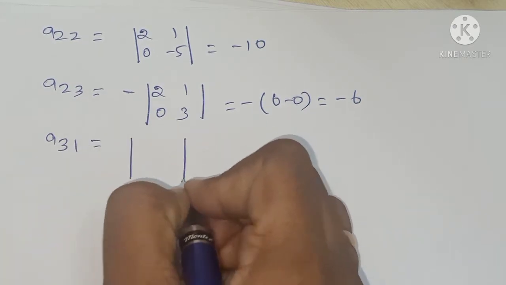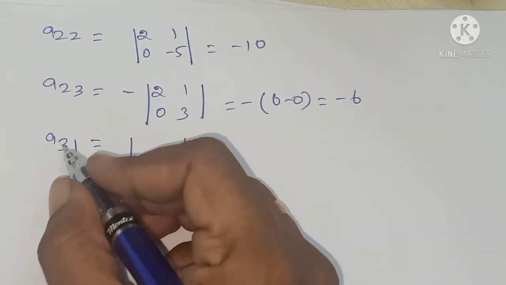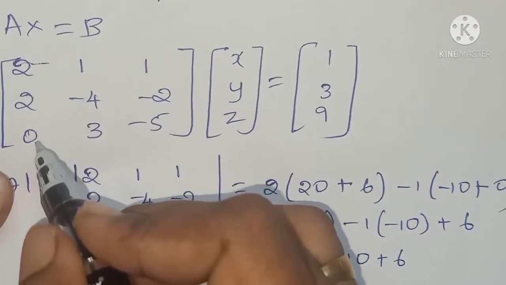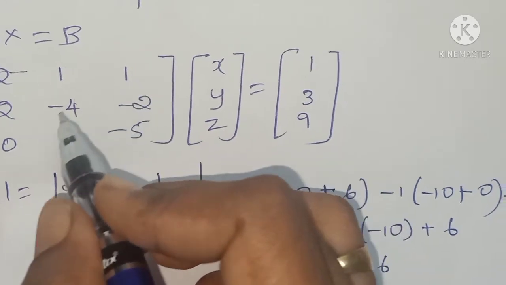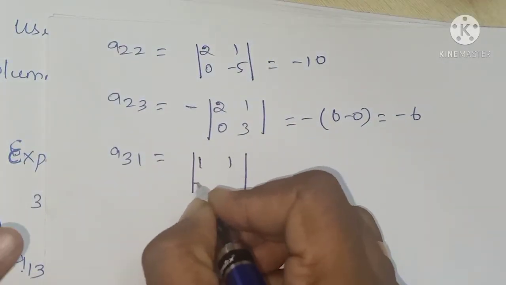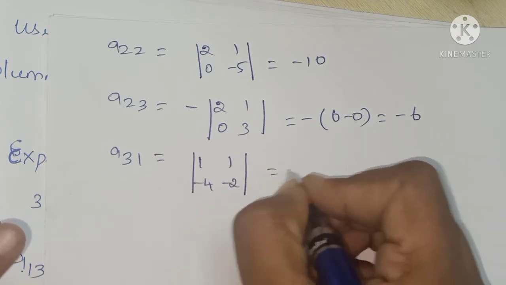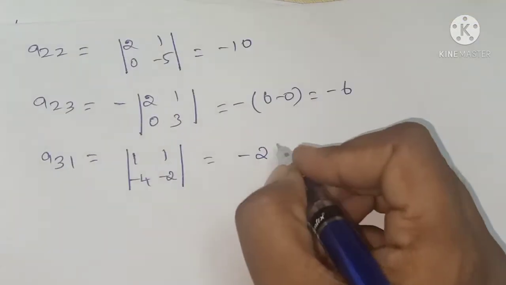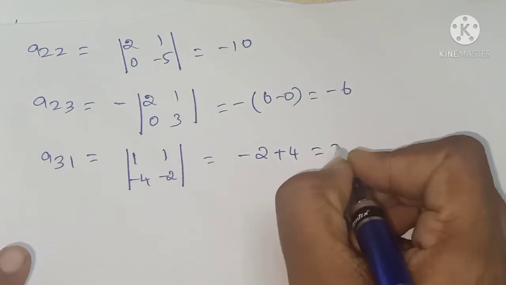Even number. So we will get positive value. Hide the third row and first column. So third row, first column. When I hide the third row and first column, we get 1 1 minus 4 minus 2. So this is equal to minus 2 plus 4. This is equal to 2.